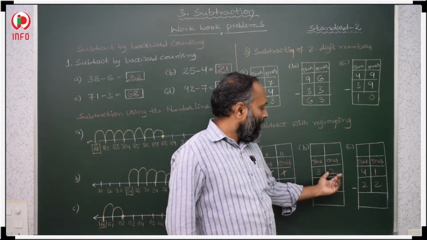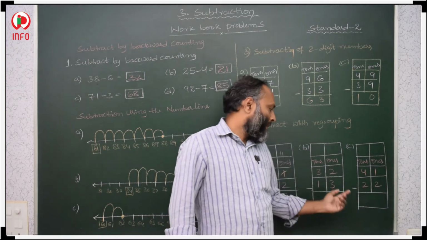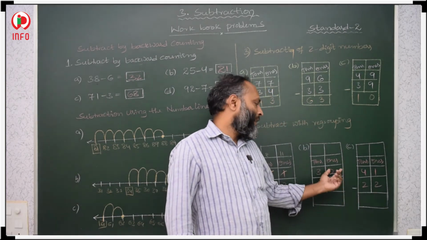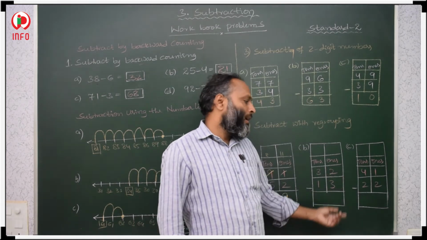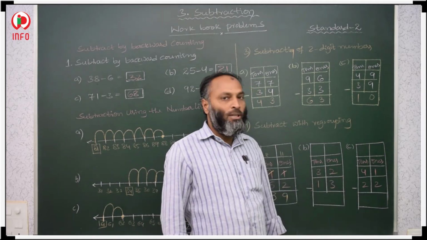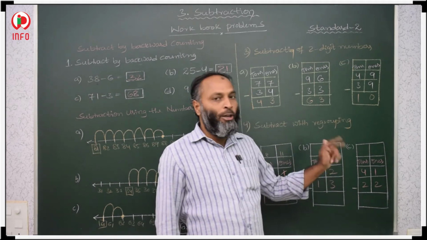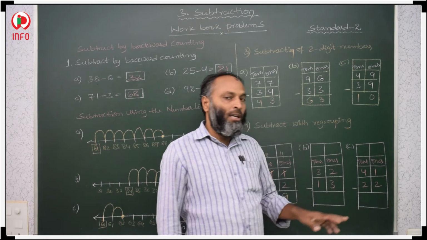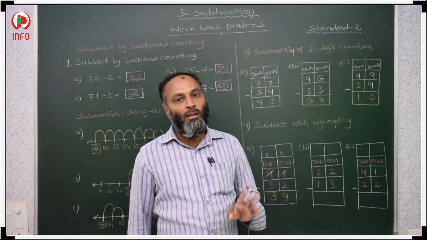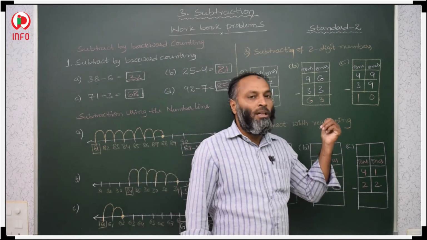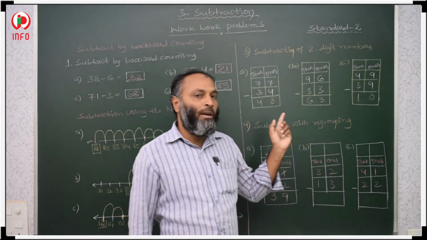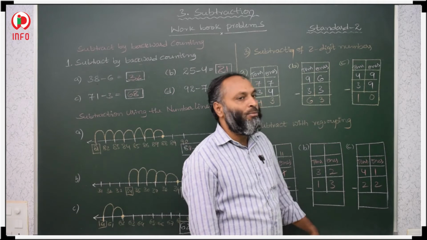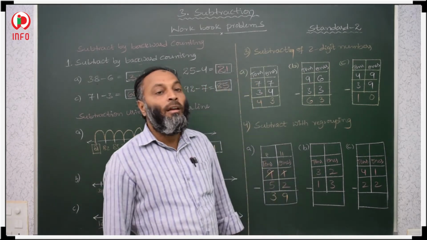Now here, 2 and 3. First we have to take the ones places. This is a smaller one, this is a bigger one. This is the minuend and this is the subtrahend. The minuend is lesser than the subtrahend, so that is why we have to regroup it. If the minuend is bigger than the subtrahend, no need to regroup. In the previous question, we did it without regrouping. Why? Because there the minuend is bigger than the subtrahend. Here the minuend is lesser than the subtrahend, so we have to regroup it.